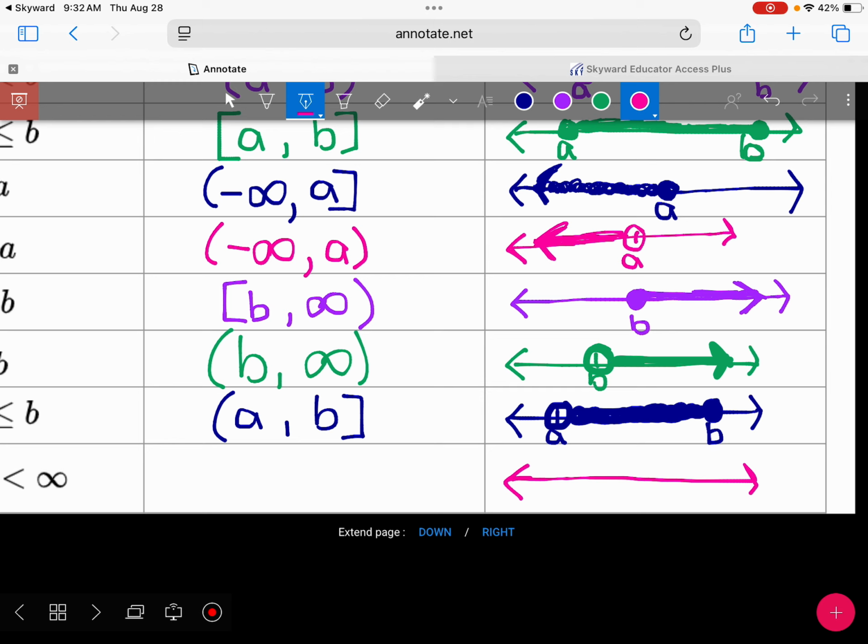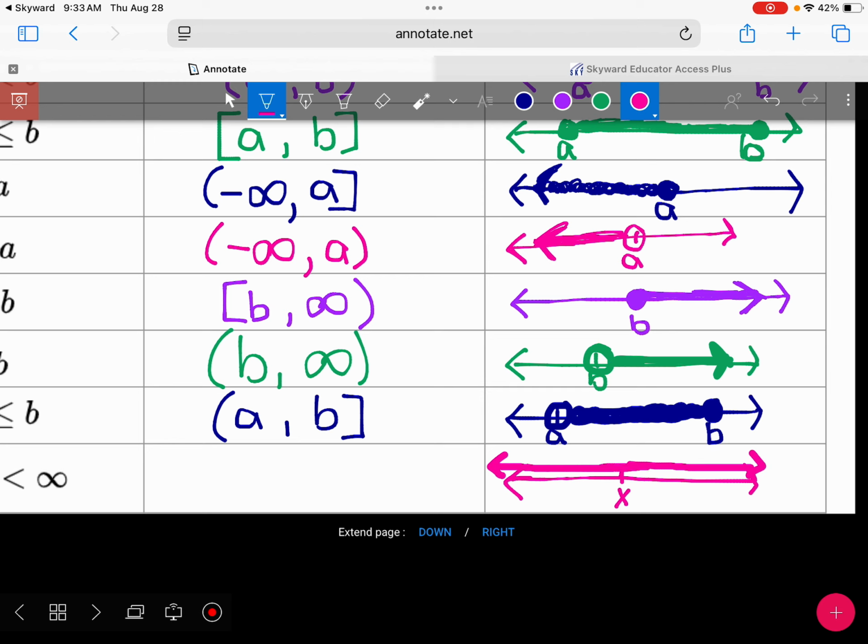Yeah, my x is in the middle here. I know my x needs to be bigger than negative infinity and smaller than infinity. But do we know anything else about it? No. It's everything.